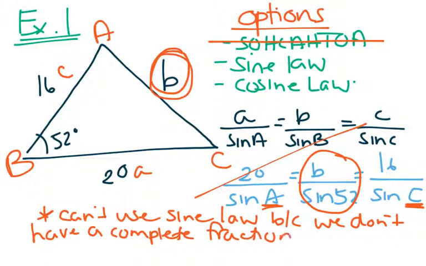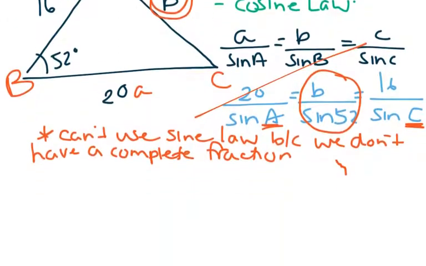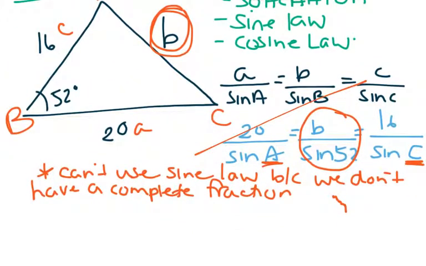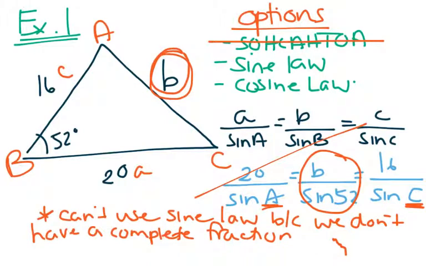So therefore, we have to use cosine law. Okay, so let's go back up to here. So we cross out sine law. This is the only one that we've got left. Cosine law has to work. Other than that, we can't solve this triangle.